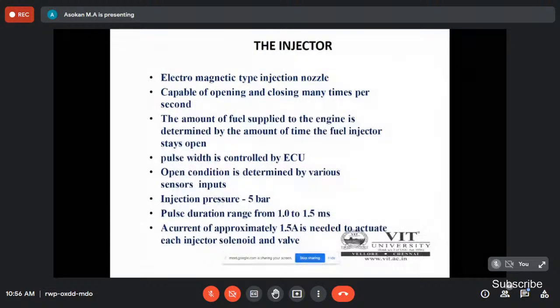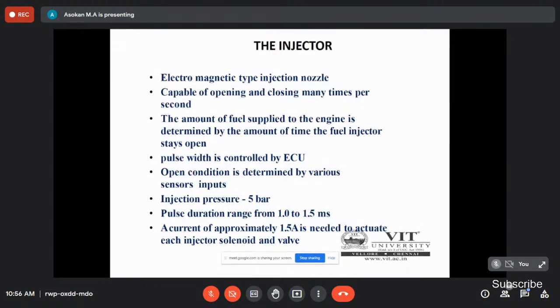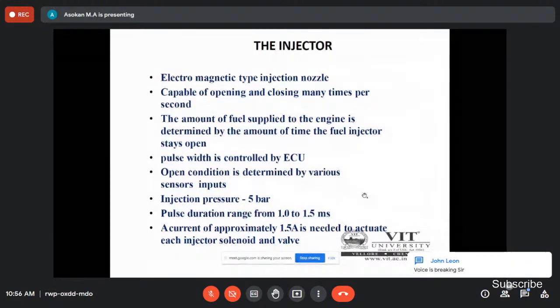This is the amount of time the fuel injector stays open. How much time the injector gets open determines how much fuel is injected. So this is the pulse width. The pulse width is controlled by the ECU based on operating conditions including various sensor inputs. Already told you the injection pressure is 5 bar. The pulse duration is 1 to 1.5 milliseconds.